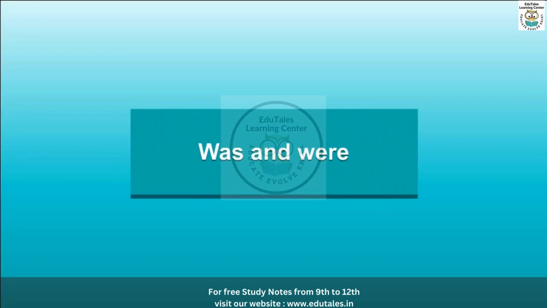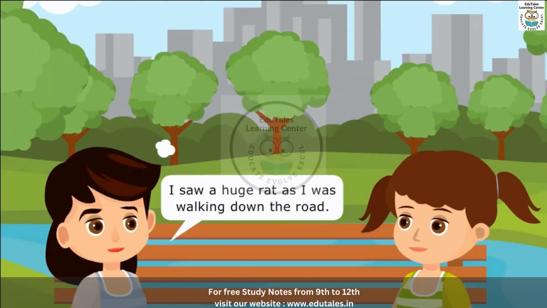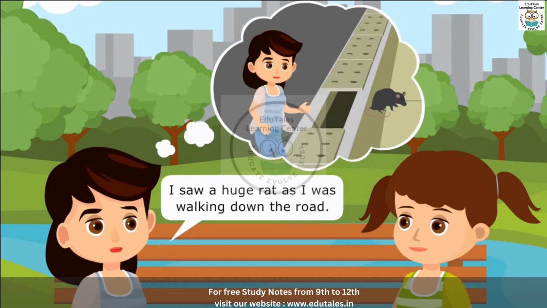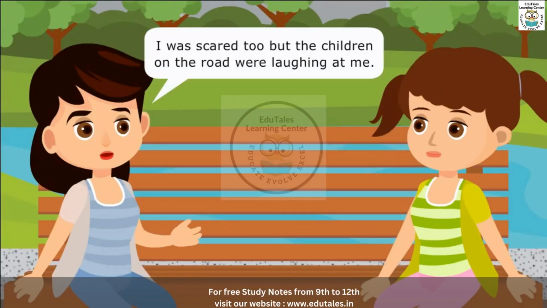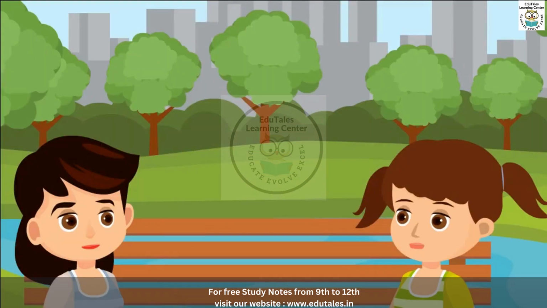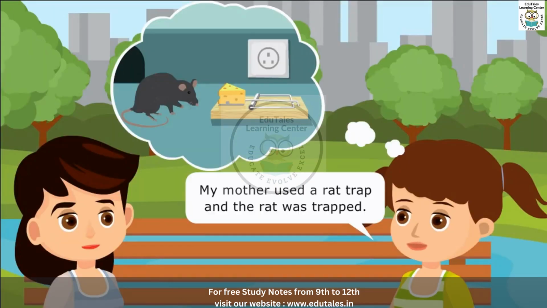Was and were. I saw a huge rat as I was walking down the road. Once I came into our house last week, we were also so afraid. I was scared too, but the children on the road were laughing at me. My mother used a rat trap and the rat was trapped.